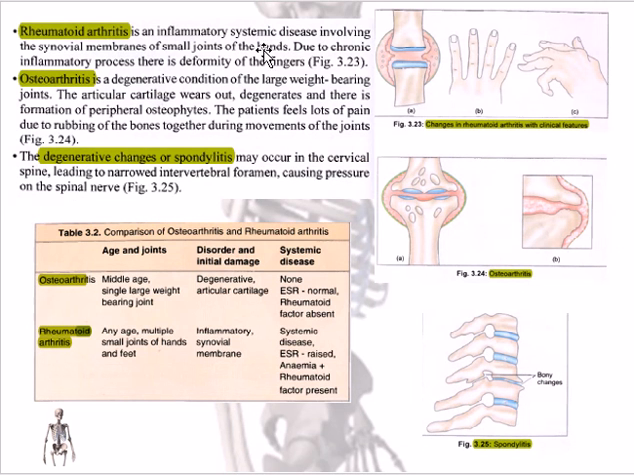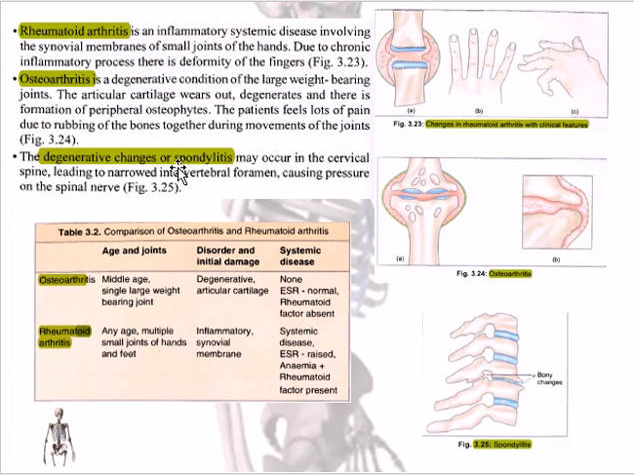Rheumatoid arthritis is an inflammatory systemic disease involving the synovial membranes of the small joints of the hands. Due to the chronic inflammatory process, there is deformity of the fingers. Osteoarthritis is a degenerative condition of the large weight-bearing joints. The articular cartilage wears out and degenerates, and there is formation of osteophytes. The patient feels lots of pain due to rubbing of the bones together during movements of the joints.